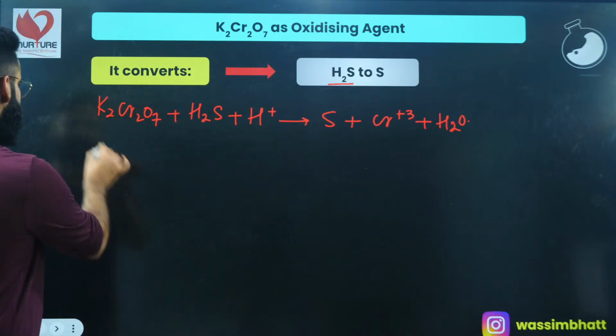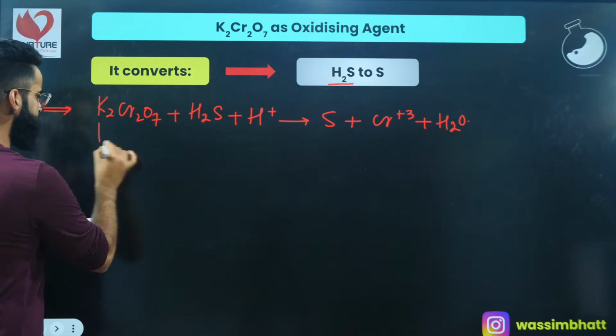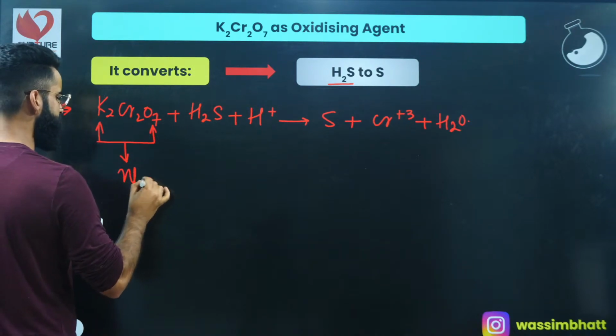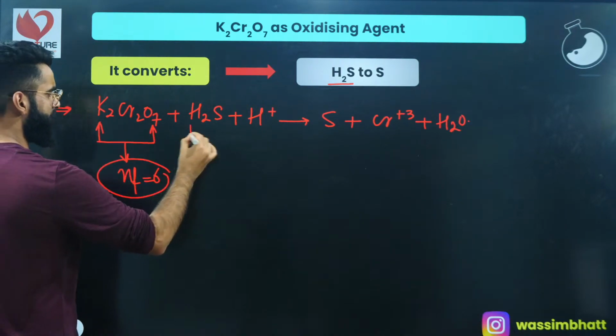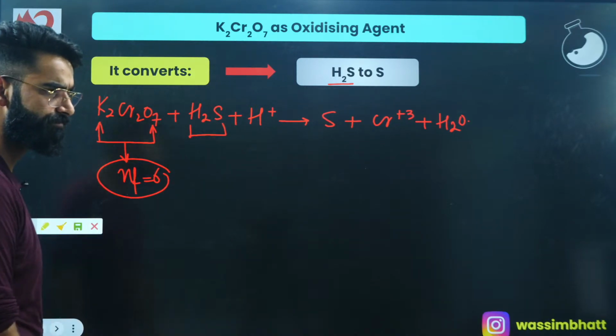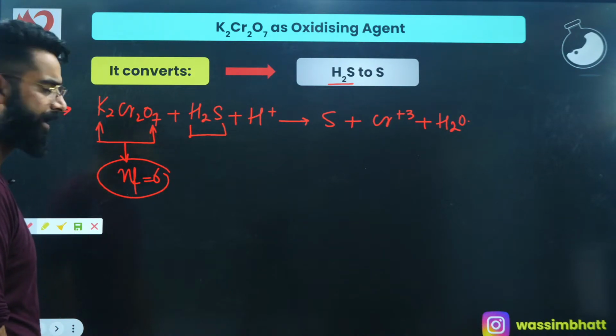This is the reaction which is going to happen. Since K2Cr2O7 is participating in the acidic medium, its N factor is going to be 6. Similarly, you can calculate the N factor of this H2S over here. It's simple, right? You can do that. I'm sure about it.